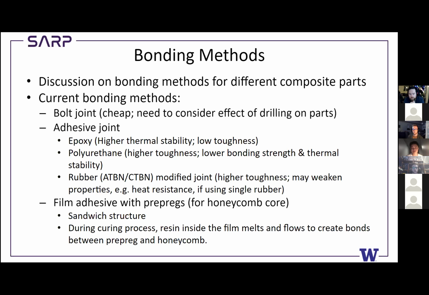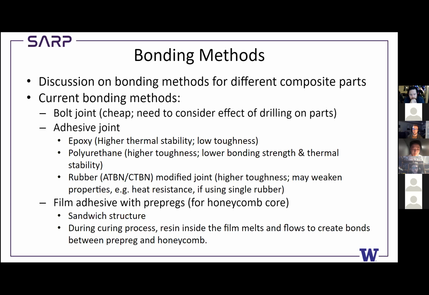consider the effect of drilling on the composite part, because if we drill holes in the composite materials, it might influence the bonding strength, which is not what we want. So we might not pick this joint method, and we will introduce adhesive joint with two industrially used adhesives for composite parts, epoxy and polyurethane. The difference between them is that epoxy has higher thermal stability but lower toughness. Polyurethane has higher toughness, but lower bonding strength and thermal stability.